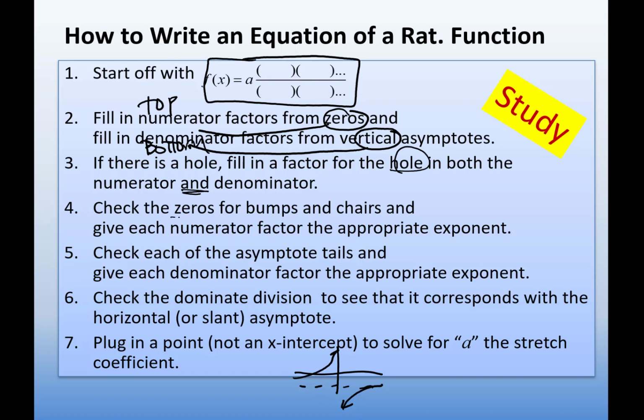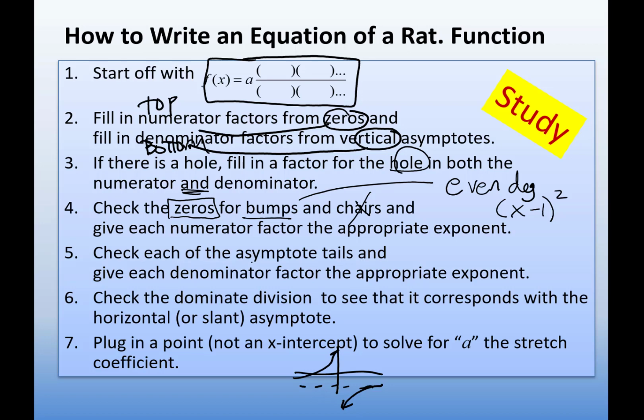Now going back to the zeros, sometimes the zeros have bumps or chairs, particularly bumps. I don't think we're going to see too many chairs. We won't get any that are that hard. But if it has a bump, that means it is an even degree. So the linear factor might have to be squared. That's what's going to make a bump.